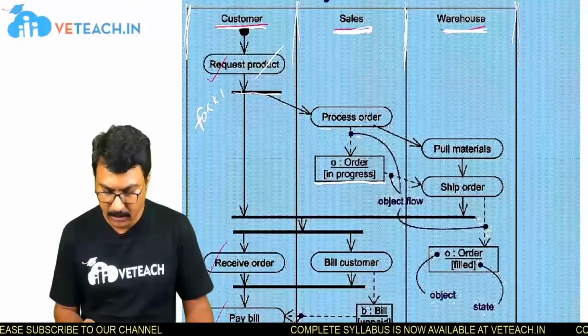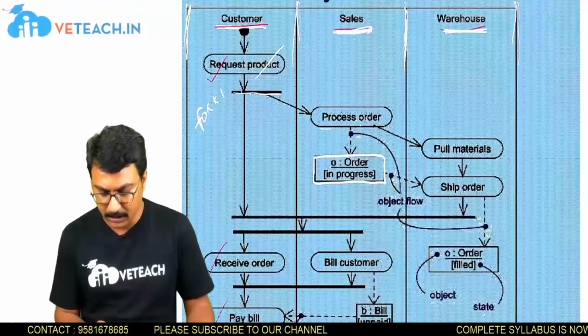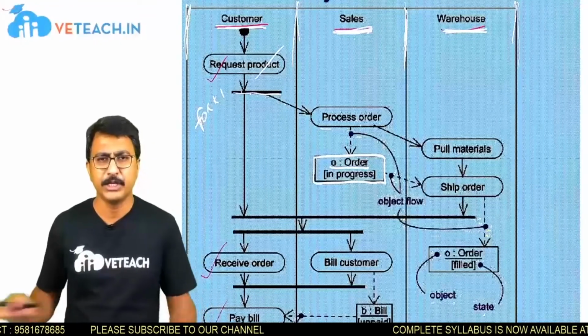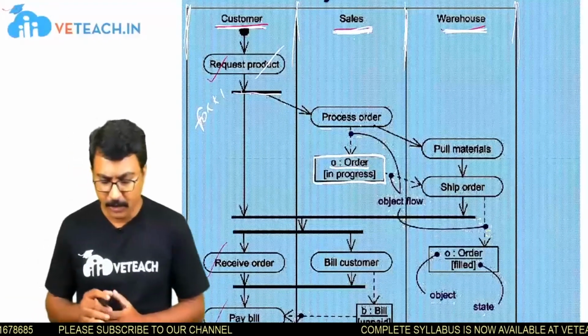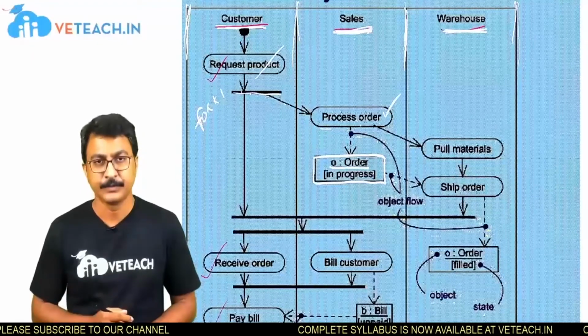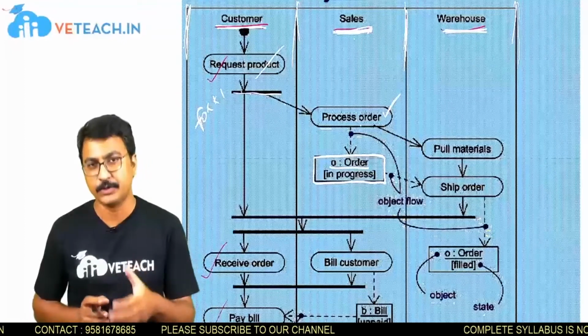So I see there is an object here. I call this an object because there is an underlined name, order. The object here is an order. So the object order is associated with your process order. So adding objects into an activity diagram is also possible.